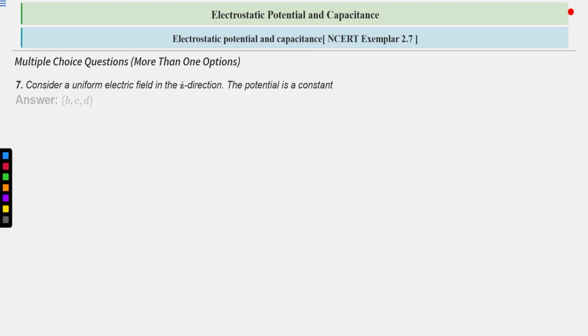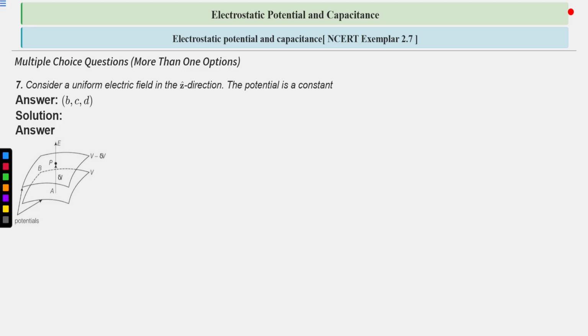So again same question, and the answer is B, C and D. So how is this answer coming? This is a diagram we have seen when we were deriving the relation between electric field and potential. So electric field is in the direction of decreasing potential.